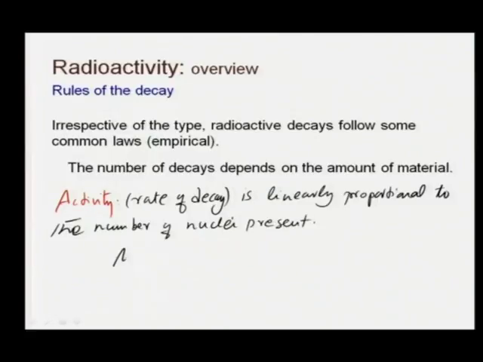So, I can write down an equation relating the activity, which is basically the rate of decay, or the rate at which the number of particles comes down, dN by dt. Actually, the modulus of that, just the magnitude, is equal to some constant lambda times N, where N is the number of nuclei present. And lambda is called the decay constant.